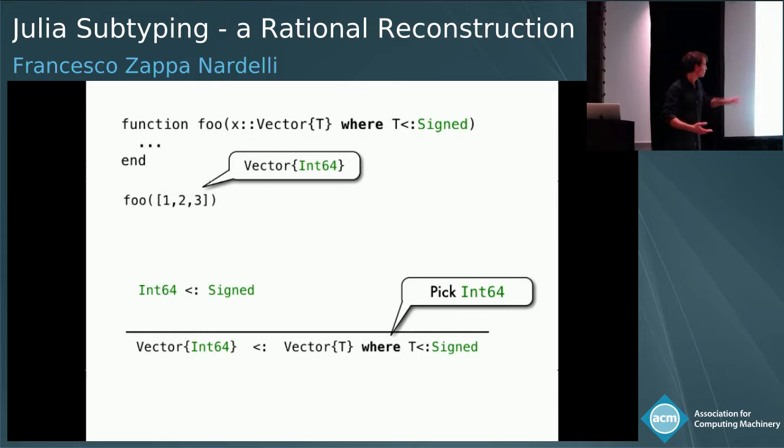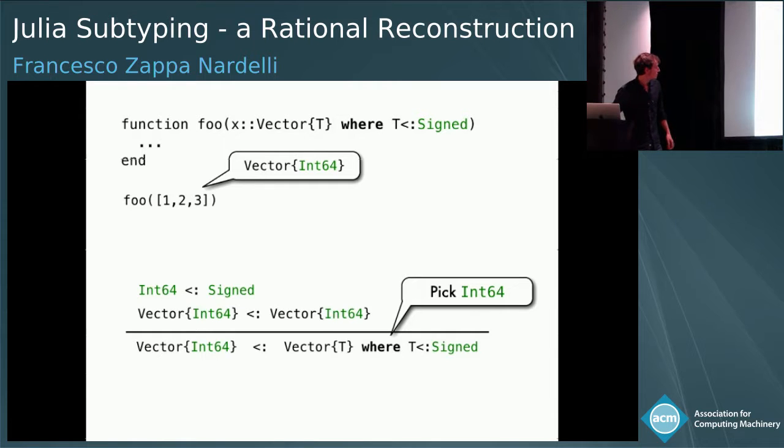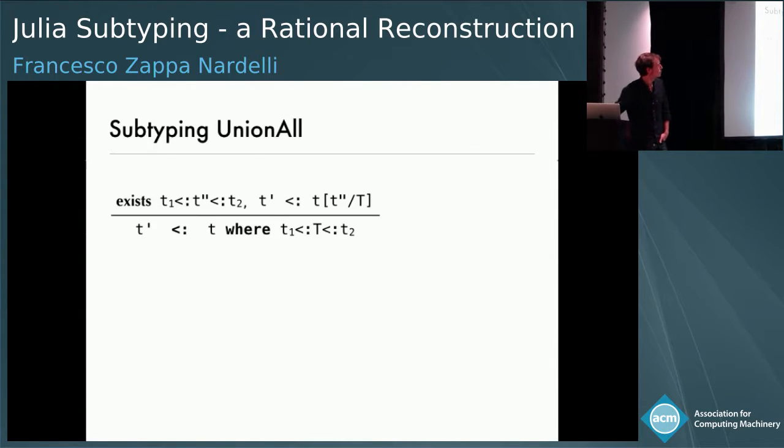We have to validate the remaining constraint. We have to prove that Int64 is smaller than Signed, which we know because of how it was defined. And then we have to prove that the instantiated Vector{Int64} is smaller than Vector{Int64}, which is also true. So for subtyping UnionAll, you have to pick a type, this T, such that subtyping holds once you've done the substitution.